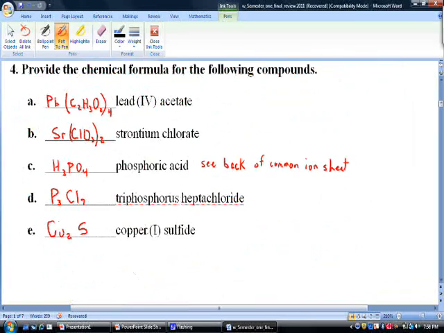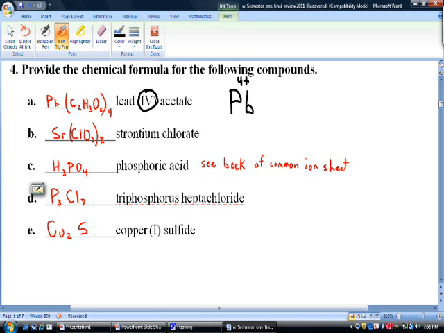Okay, let's see how you did on number 4. Remember that when you see this Roman numeral, that's the charge of the ion. So this has to be lead with a charge of +4. And you say, what? My common ion sheet doesn't have lead with a charge of +4. And I say, you're smarter than your list of ions, because you know that if it has to be +4, that's what the Roman numeral is.